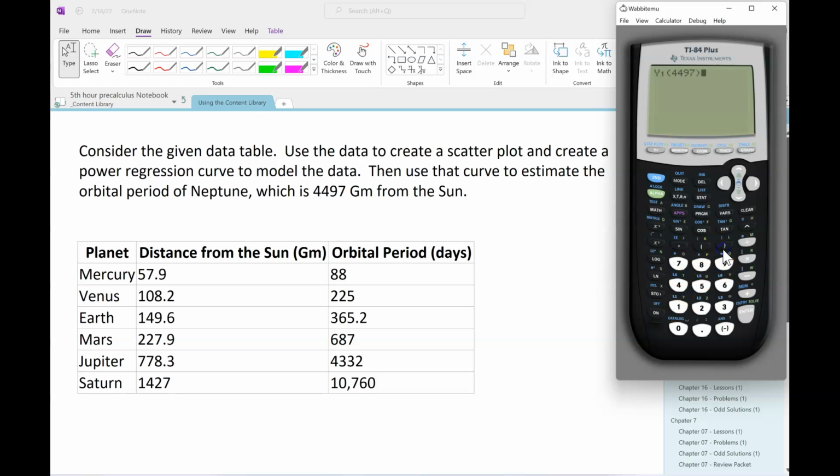So I'm basically doing function notation here, like I'm doing f of 3. This is like y1 of 4,497. Wowzer! 60,150. That's a whole lot of, it's a long time. To put that in comparison, if the orbital period for Earth is 365.2, it's basically 164 years for one orbit of Neptune. Not a lot of Neptunians probably get to celebrate their first birthday, huh?